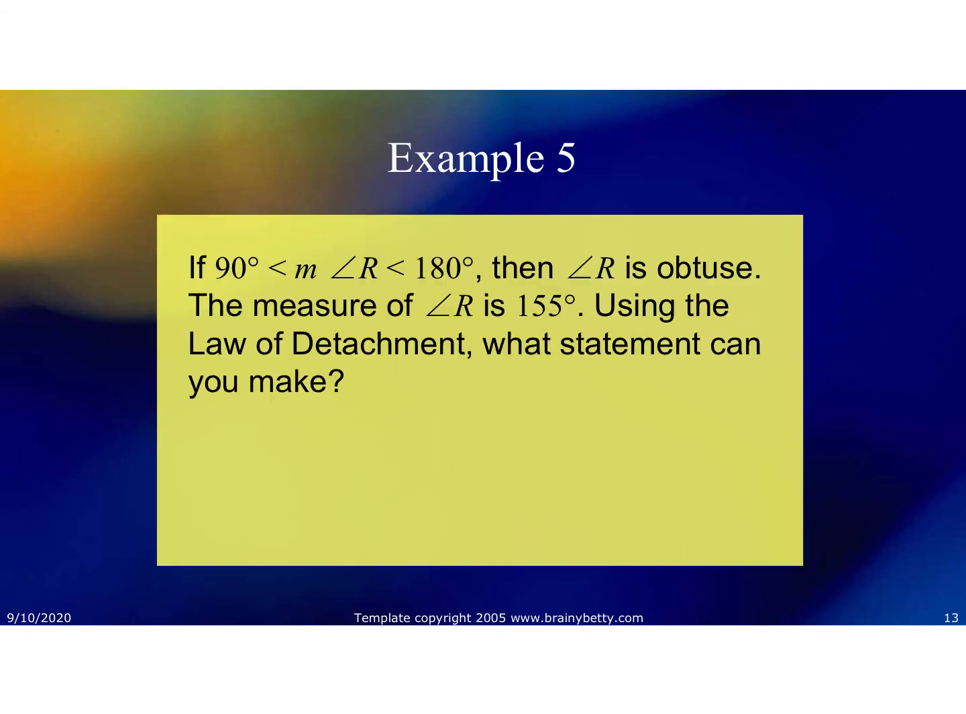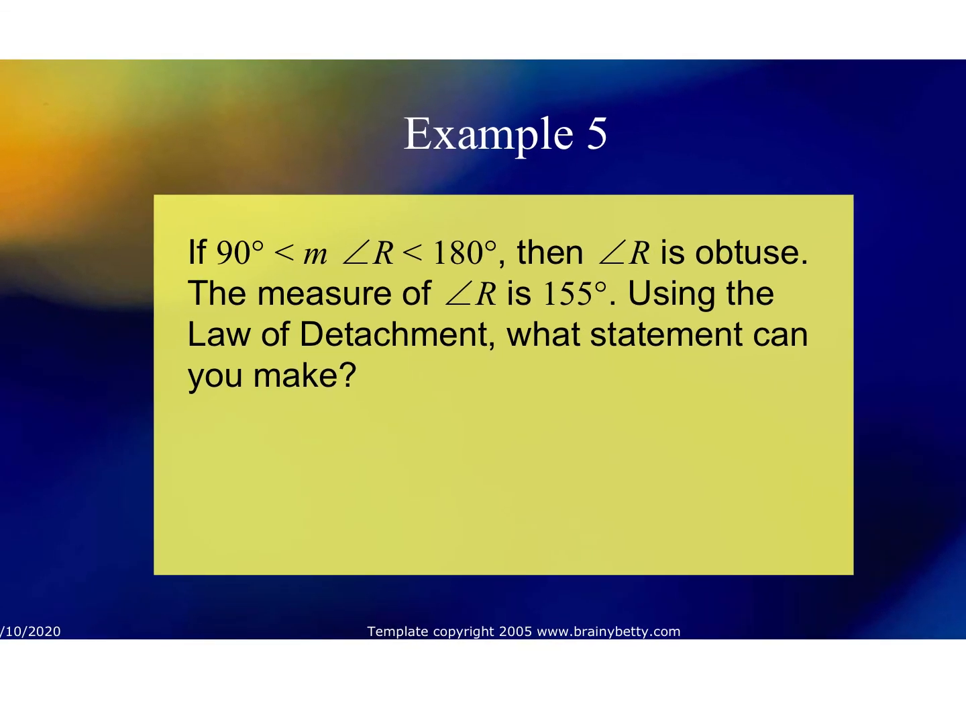Let's see some examples. If the measure of angle R is in between 90 and 180 degrees, then angle R is obtuse. The measure of angle R is 155 degrees. Using the law of detachment, what statement can you make about the angle? Are we lost? Okay.